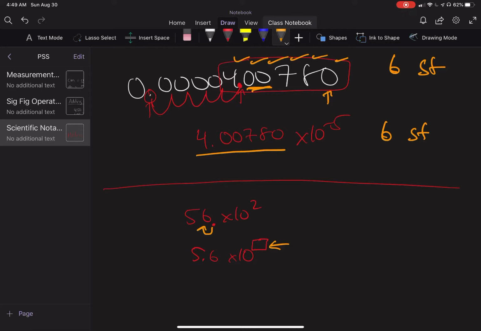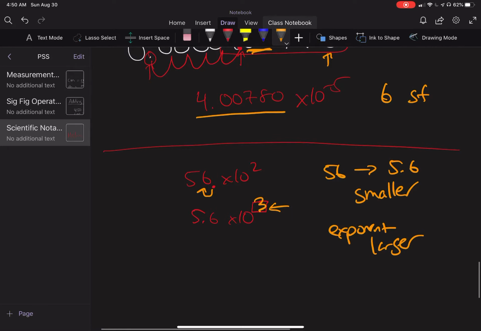So the way I think of it is to go from 56 to 5.6, I'm making that value smaller. So I'm going to make my exponent larger as a result. So the 2 becomes a 3. So 56 times 10 squared becomes 5.6 times 10 to the third.